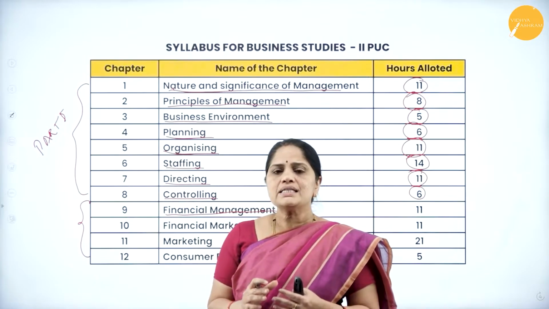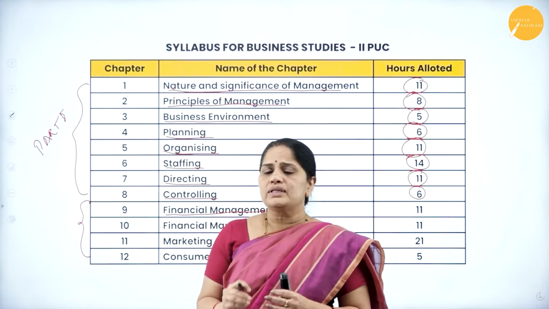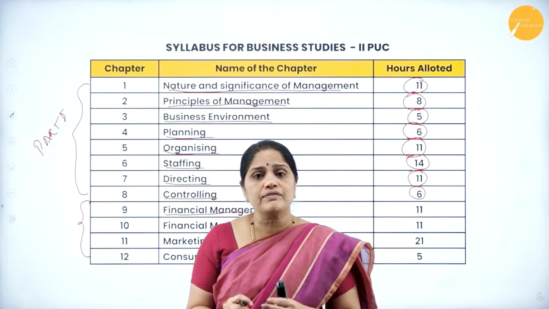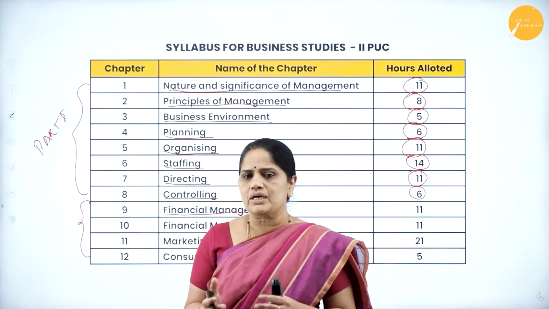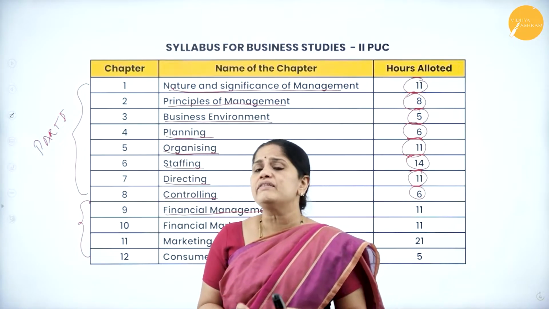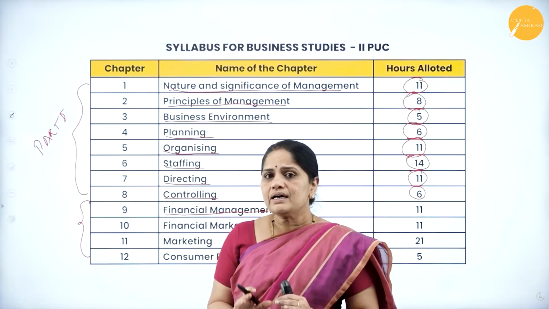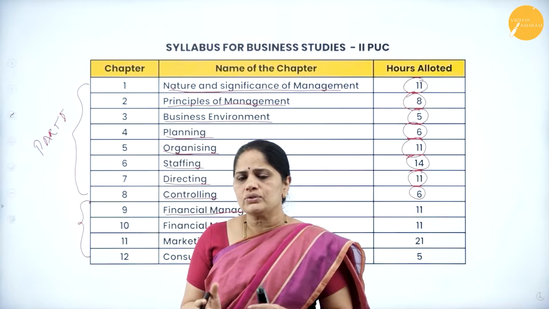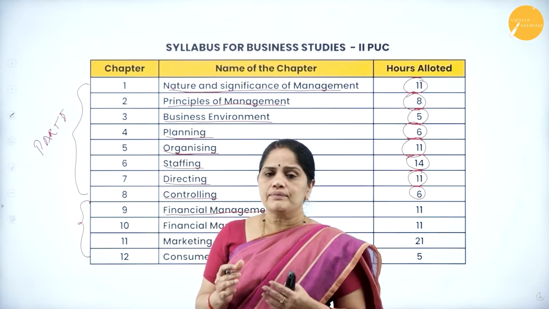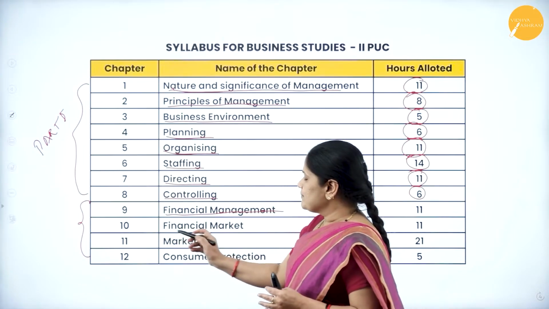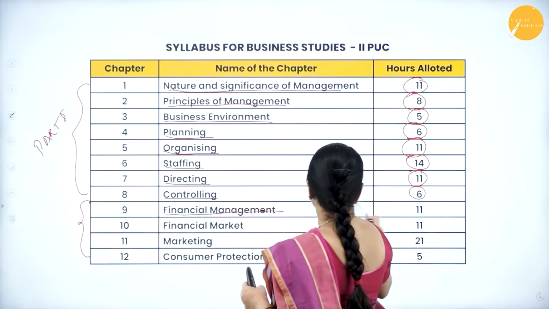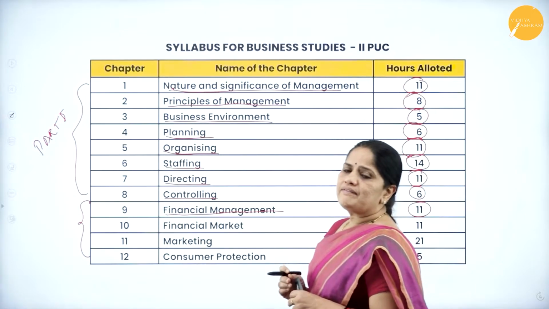Here we relate it to managing the finances of a joint stock company. That is very, very important. Here we don't look into individual finances, but into the financial matters of a joint stock company. For financial management, we have 11 hours.